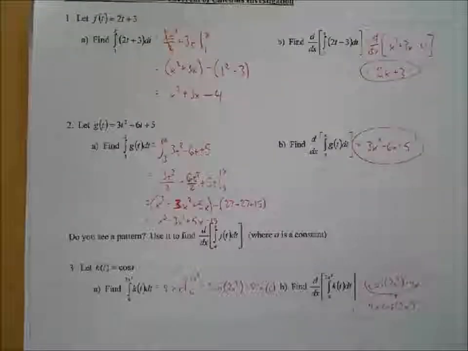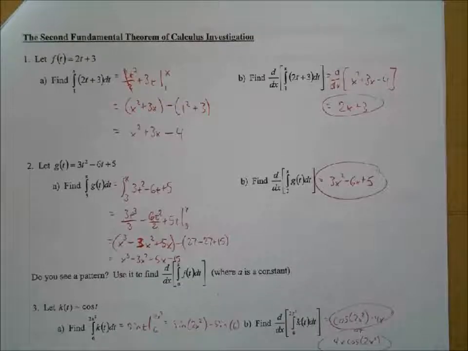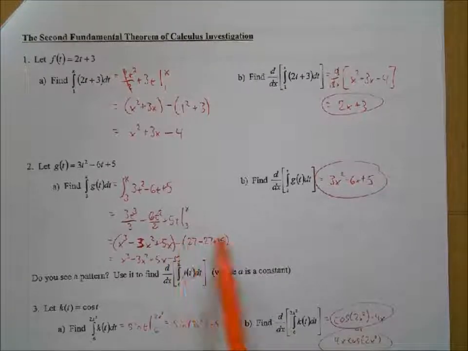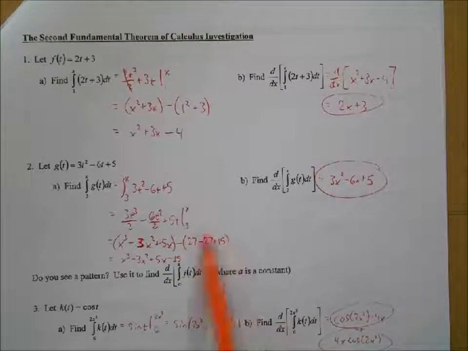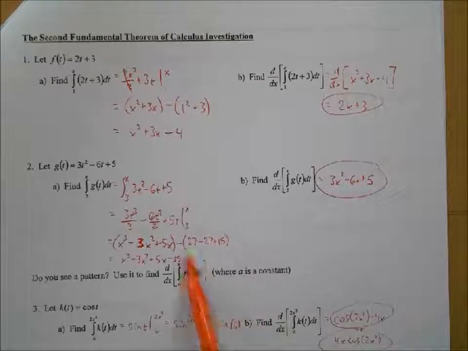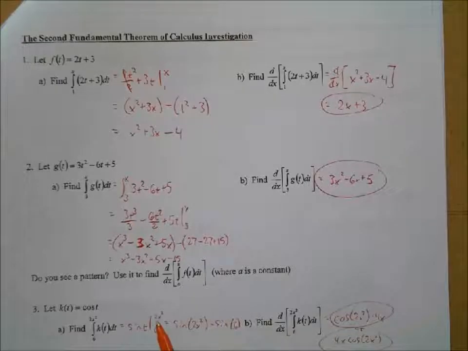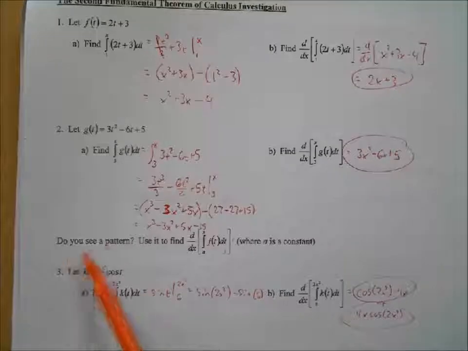Okay, so here's the top. All right, we at least should have gotten to this point, for sure, right? So keep in mind here that minus 15, which is what we get from 27 minus 27 plus 15, when you take the derivative of that, it's a constant, so the derivative of a constant is 0, so it goes away. The lower limit of integration essentially all goes away. Do you see a pattern?